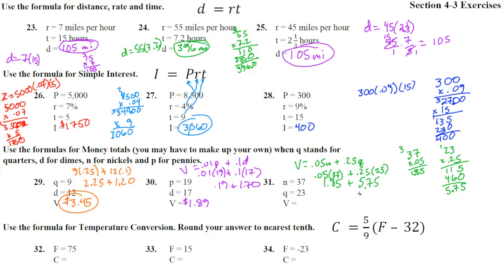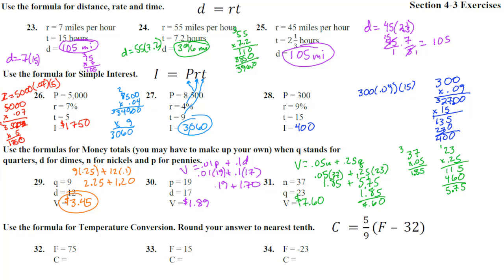So now if we add these, let's put the 185 down here. 5 plus 5 is 0, carry a 1. We get 16, carry a 1, and 7. So we get a total of $7.60. Cool. All right, last one.